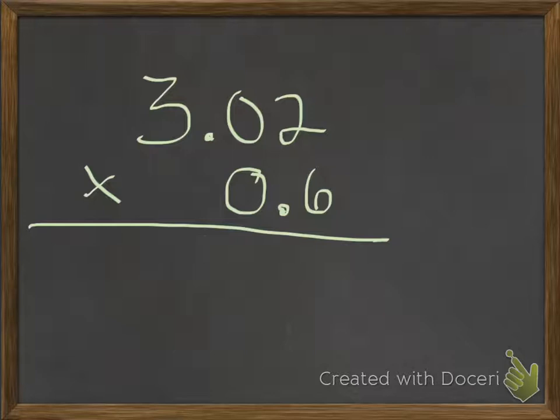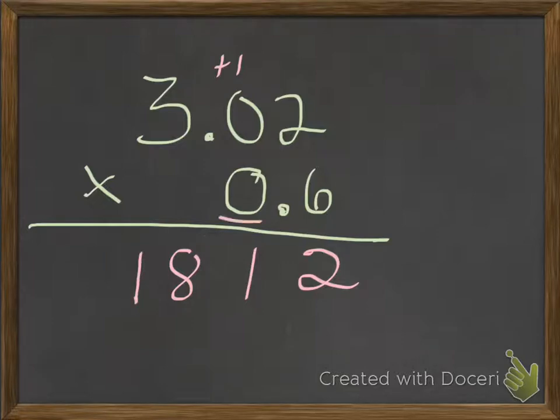All right, let's see if you got it. 6 times 2 is 12. Carry the 1. 6 times 0 is 0, plus 1 is 1. 6 times 3 is 18.